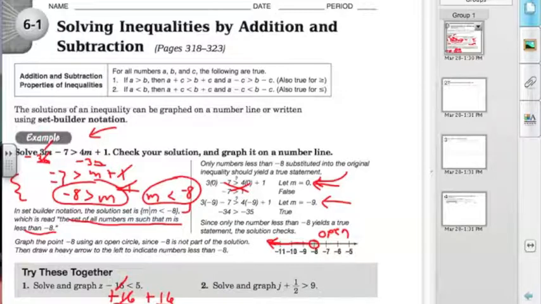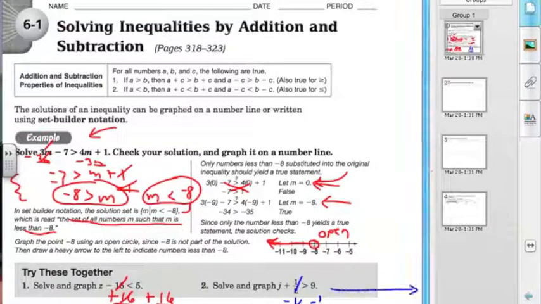Number 2, I want to solve and graph that one. J plus 1/2 is greater than 9. Get j by itself, so we subtract 1/2, subtract 1/2. So I get j is greater than 8 and 1/2. So, on our number line, here's 0, here's 8, here's 9. I want all numbers greater than 8 and 1/2.